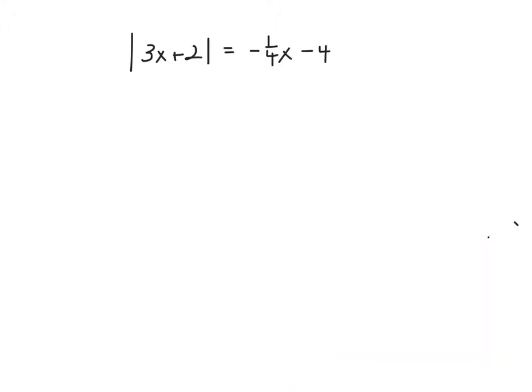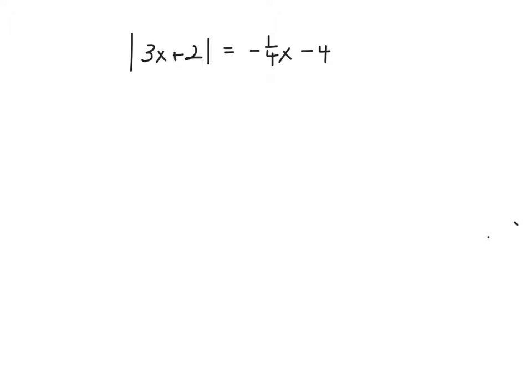It says 3x plus 2 equals -1/4 x minus 4. So again, going through the steps, the first thing I'm going to do is find that function zero, okay? The reason I'm finding the function zero is so that I can find the points that make it flip to the left or flip to the right. Okay, so here we go.